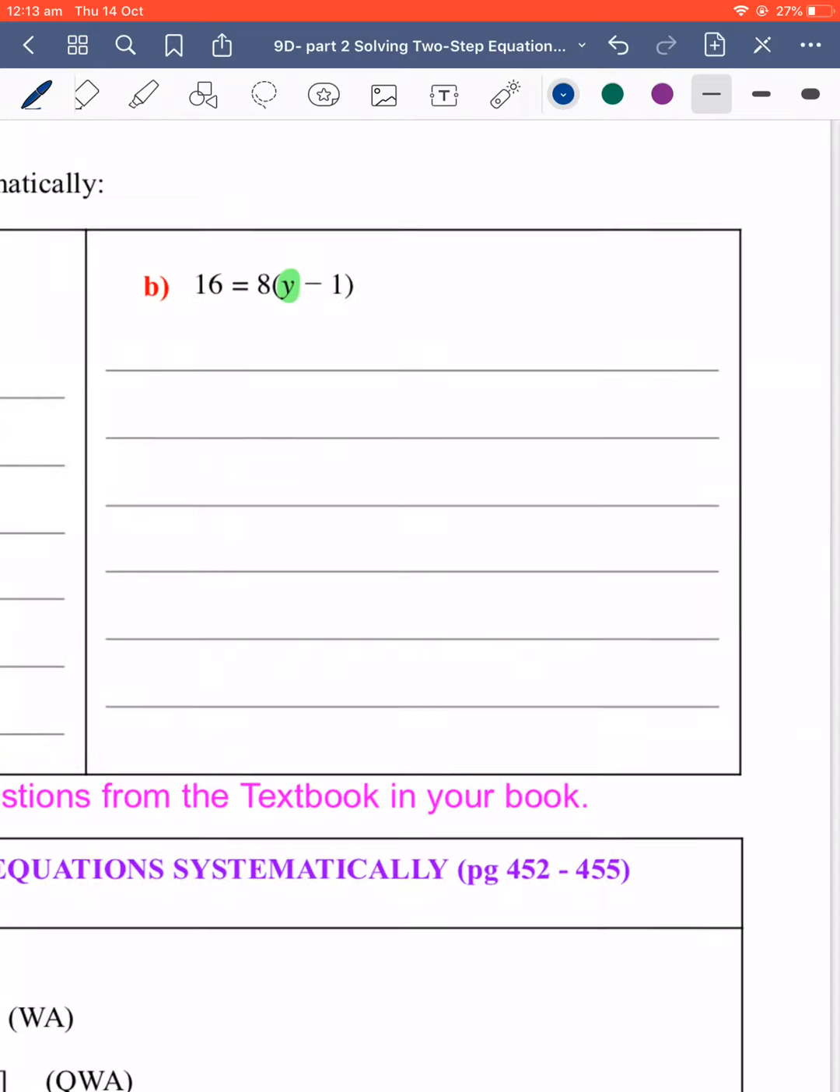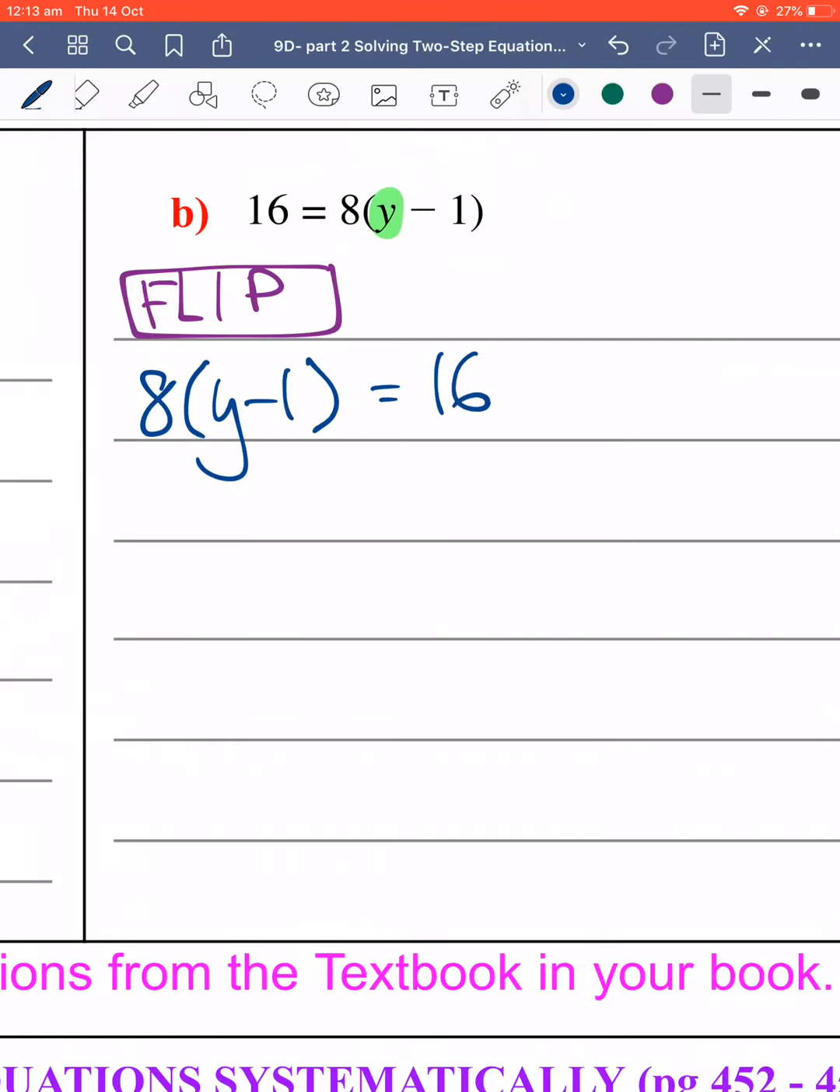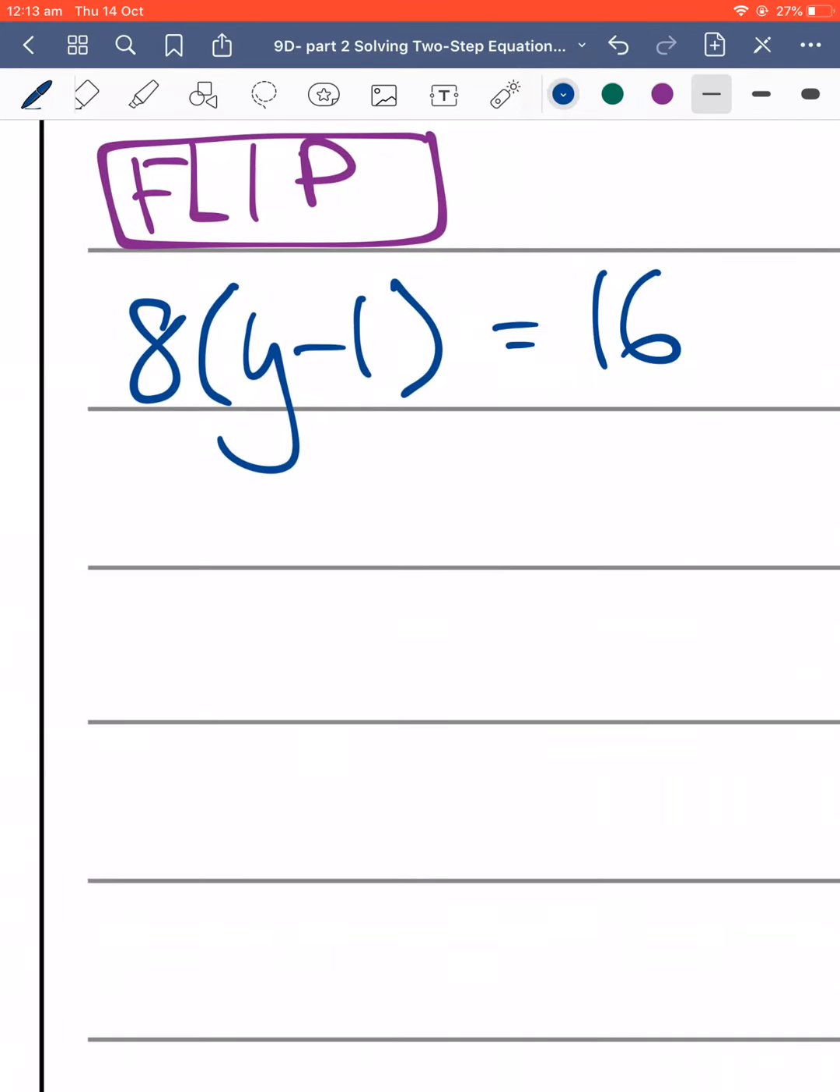And a last one. So again, this is one of those ones where we know we're going to have to flip. So I'm going to show you flipping it first. So let's flip as our first step. Might be a good one to practice. So just going to rewrite my question. So I've got 8y minus 1 equals 16. So now I've flipped it, I can start dealing with the question.